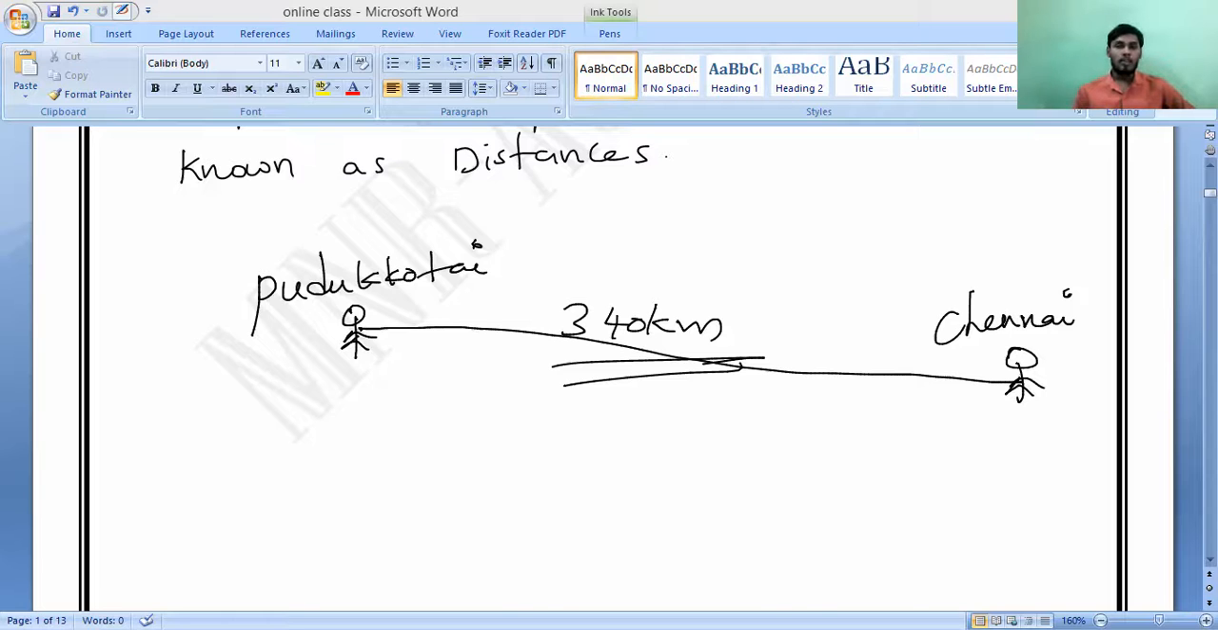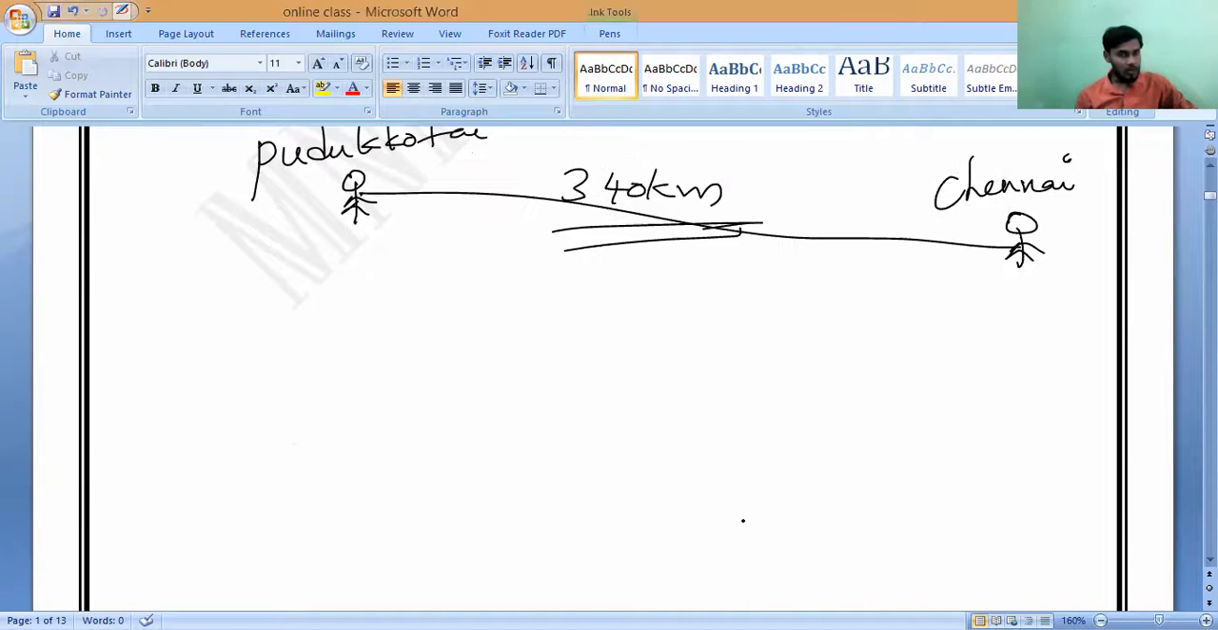Like that, if the 2 points are close by, then the distance between them will be very small. If the 2 points are very far, then the distance between them will be very large. Is it yes or no? Suppose, for example, this is Lohit's home, and this is Sanath's home.